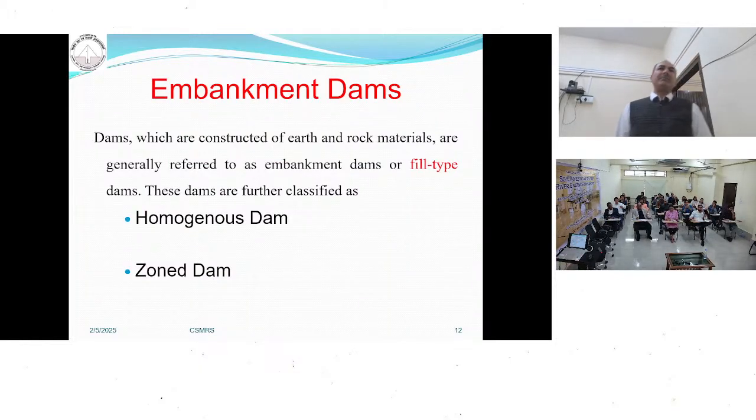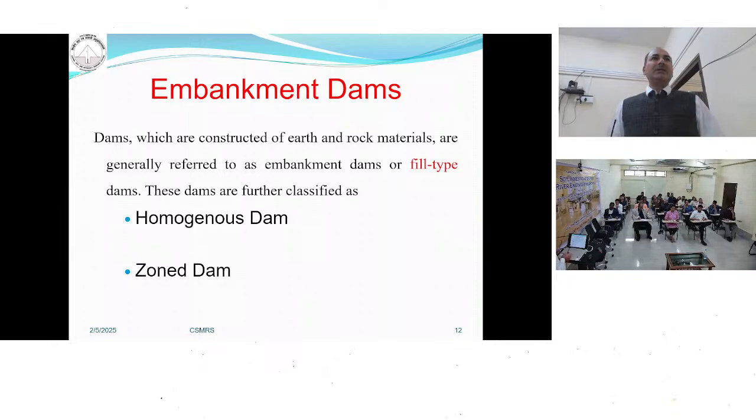So let's talk about the embankment dam. What is the embankment dam? We have discussed it at length in the previous lecture. An embankment dam is a fill dam that is constructed of earth and rock-fill material. Depending upon the material, there are two kinds of embankment dam. One is the homogeneous dam, and the second is the zoned dam.